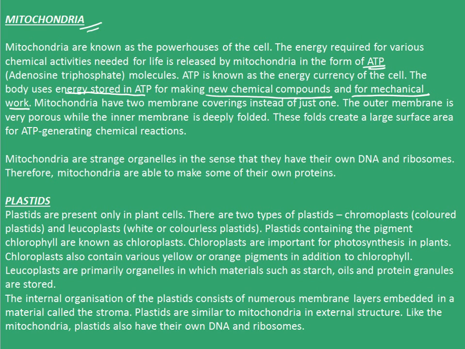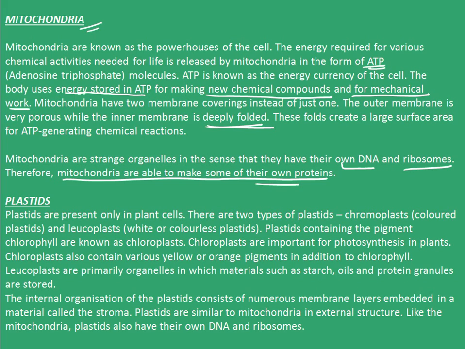Mitochondria have two membrane coverings instead of just one. The outer membrane is very porous while the inner membrane is deeply folded. These folds create a large surface area for ATP generating chemical reactions. Mitochondria are strange organelles in some sense in that they have their own DNA and ribosomes. Therefore, mitochondria are able to make some of their own proteins.